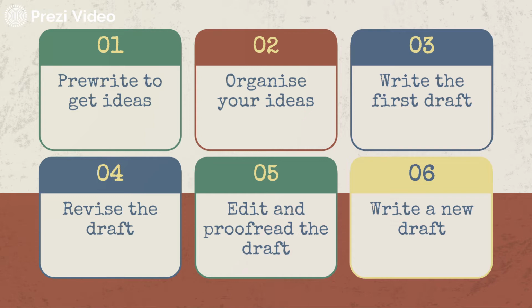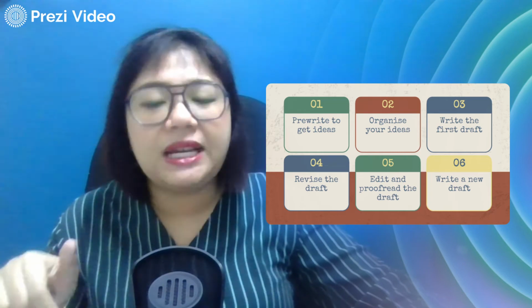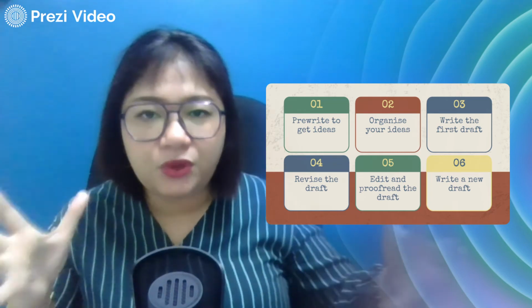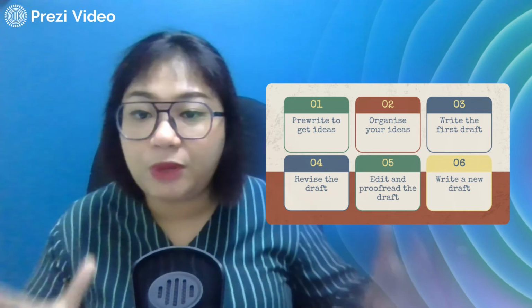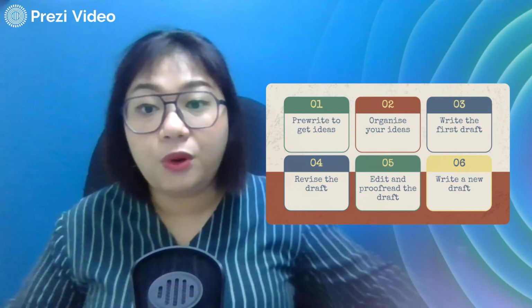Okay, so number one, pre-write to get ideas. Number two, organize your ideas. Number three, write the first draft. Number four, revise the draft. Number five, edit and proofread the draft. And number six, write a new draft. Like I mentioned just now, for this chapter you will have six steps that you need to follow. Hence I would like you to remember all of these because it is going to be important for you at the end when you are about to write your essay.